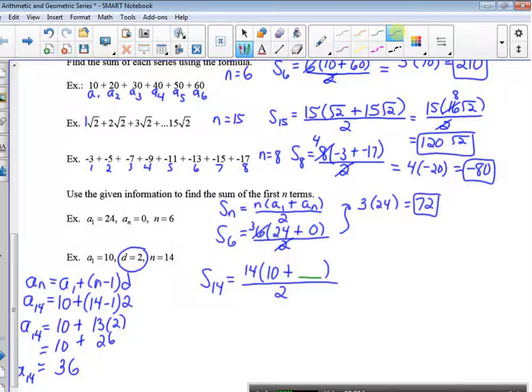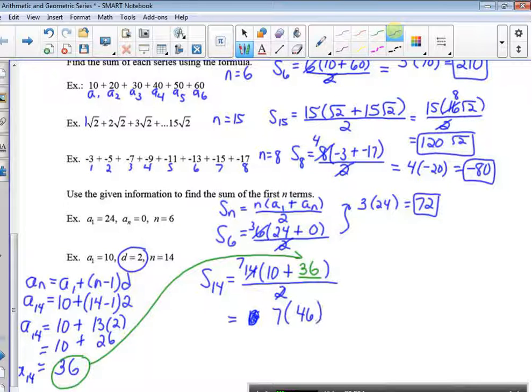So now I can go back in here and plug in 36 for a sub n. Once I found this, I can plug it into this formula. So that one took a little bit longer. And then we could do 14 divided by 2 is 7. So it's just 7 times 46, and that is 322. So without even having to list out the numbers, I can use these formulas. All right, next page.